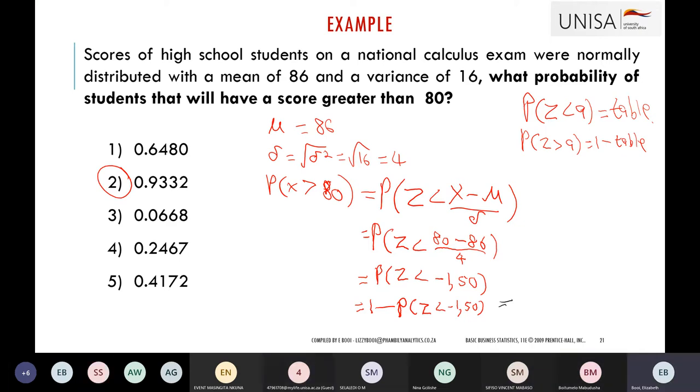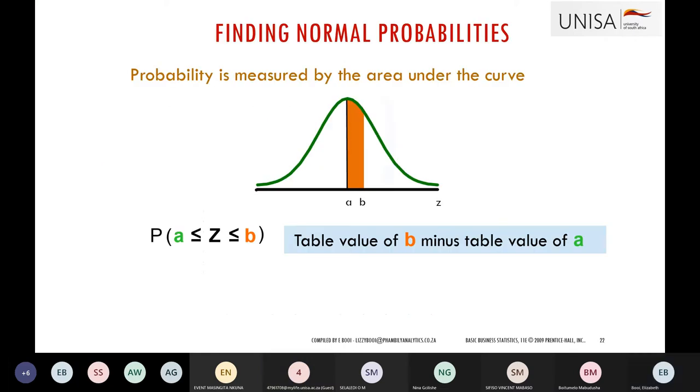So now let's move to how we find the probability of between. Now, if we need to find the probability of between, we're only interested in the orange section, not the white non-shaded area. We're only interested in the orange shaded area. This is the between. We need to be able to find this probability.